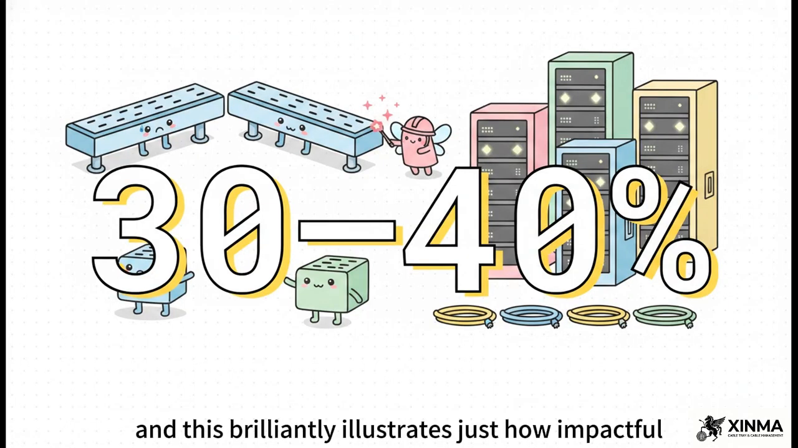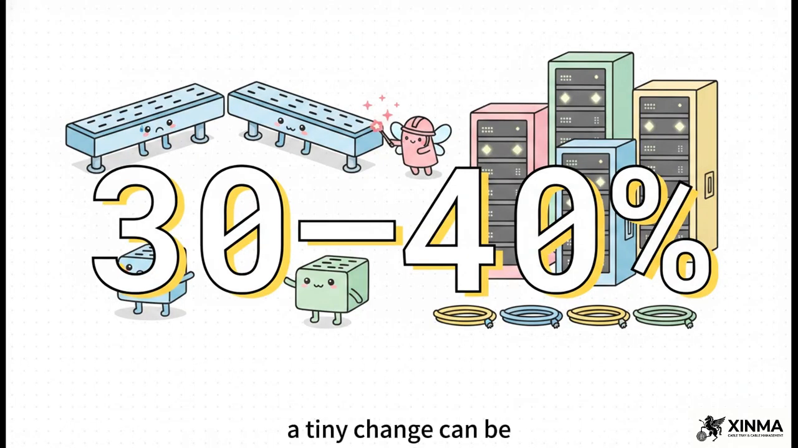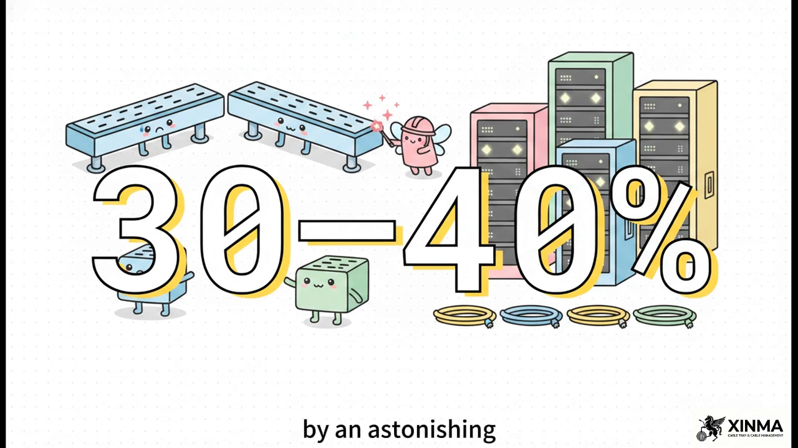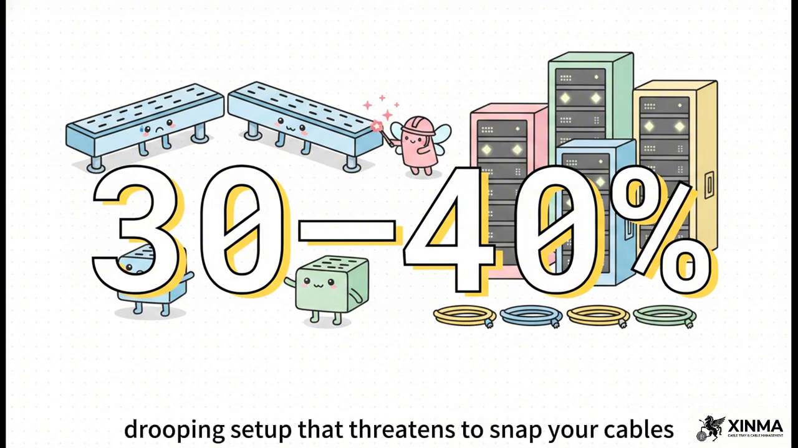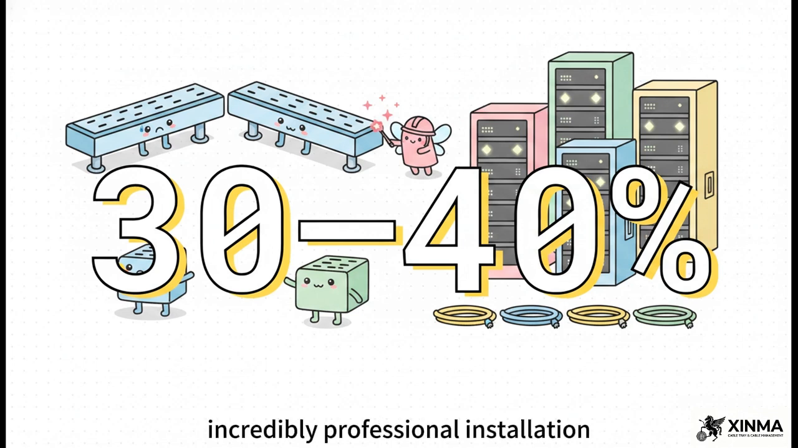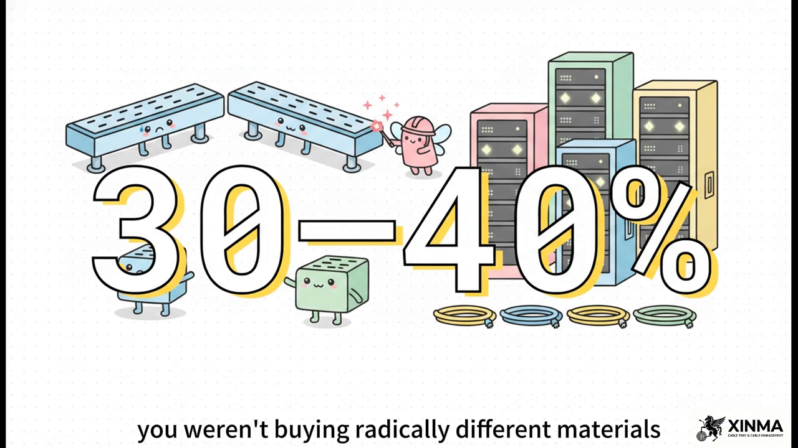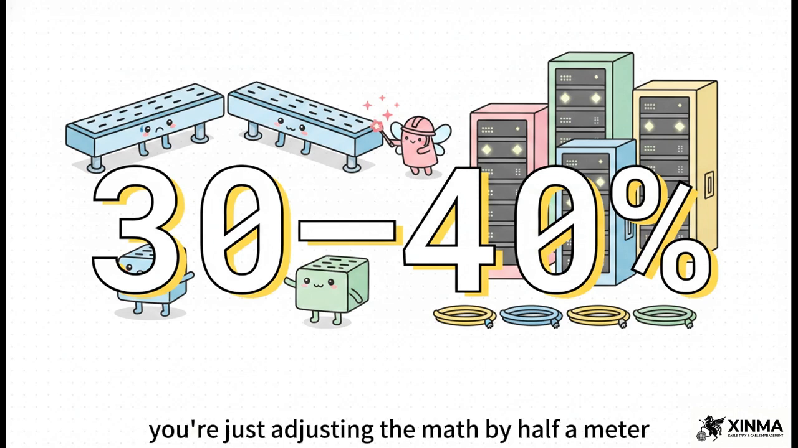And this brilliantly illustrates just how impactful a tiny change can be. By bringing your supports just half a meter closer together, you effectively cut the structural sag of that cable tray by an astonishing 30 to 40%. I mean, that's like magic. You go from a stressed out, drooping setup that threatens to snap your cables to a tight, rigid, incredibly professional installation that will hold up for the entire lifespan of the facility. This is the perfect example of working smarter, not harder. You weren't buying radically different materials, you're just adjusting the math by half a meter.